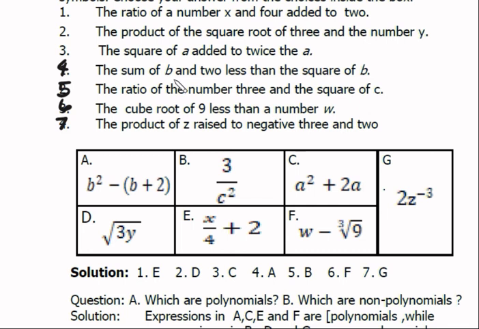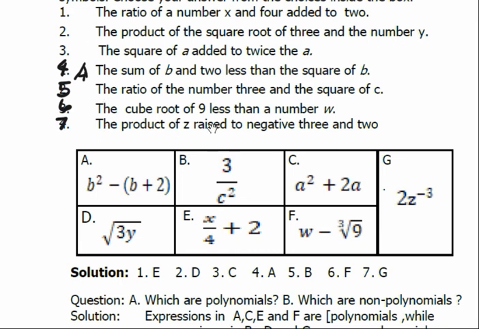So for number 4, the sum of b and 2 less than the square of b. So meaning less than, no? So b plus 2, that this should be subtracted from the square of b. And the answer is letter A. So for number 4, answer is A. And we have it here. So for number 5, the ratio of the number 3 and the square of C. So it should be letter B, 5B. Okay, we have here the solution.